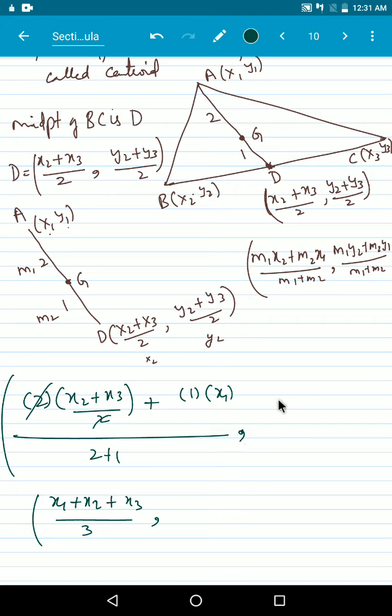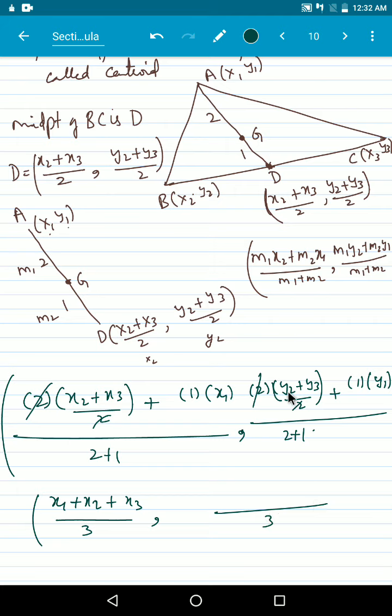In the same way, the value of y, the ordinate. M1 is 2 multiplied by (y2 plus y3) divided by 2, plus M2, which is 1, multiplied by y1. Y1 is y1 only, right? So this 2 will get cancelled. In the denominator, again 2 plus 1 will come, so 3 in the denominator, y2 plus y3 plus y1, or y1 plus y2 plus y3. This is the centroid formula. It is denoted by G.